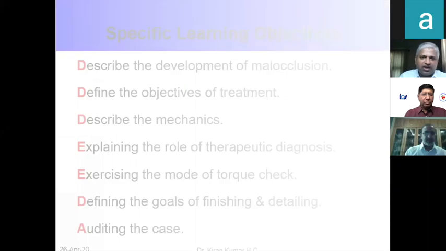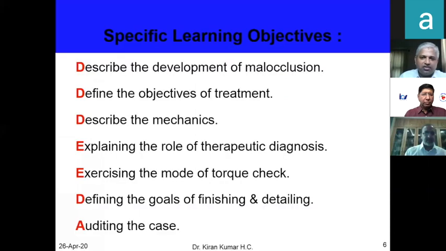So the specific learning objectives are to derive the treatment of malocclusion, define the objectives of treatment, describe the mechanics, explain the role of therapeutic diagnosis, exercise the mode of treatment, define the goals of finishing and detailing, and audit the finished case.